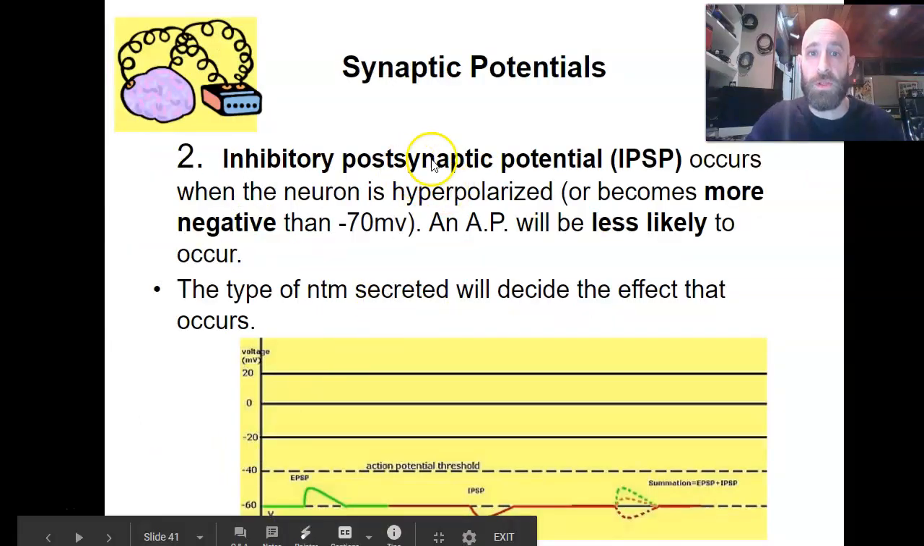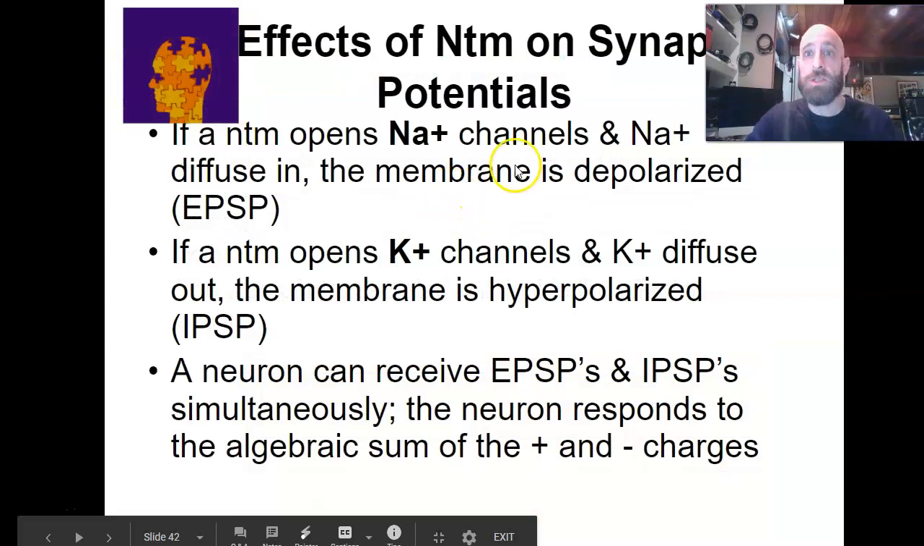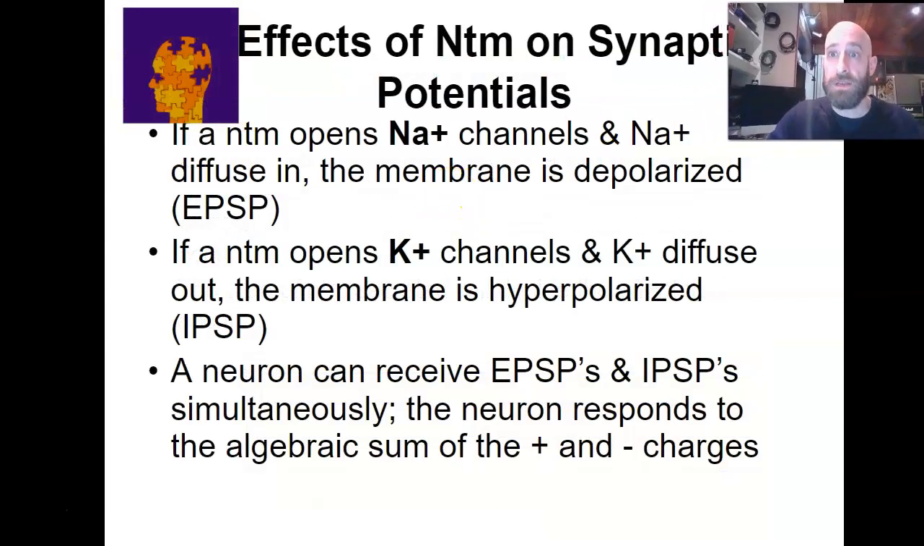So let's finish up here with a little more about how this works. What are the effects of these IPSPs and EPSPs? Well, if a neurotransmitter opens the sodium channels and sodium comes in, it's going to become more depolarized, which is going to be an EPSP. And if a neurotransmitter opens a potassium channel and makes potassium diffuse out, it's going to become hyperpolarized or have an IPSP.